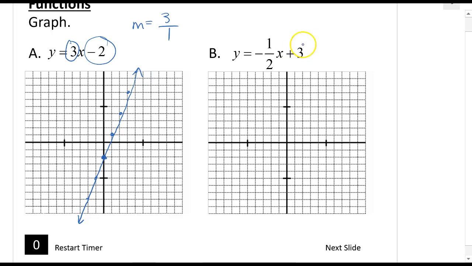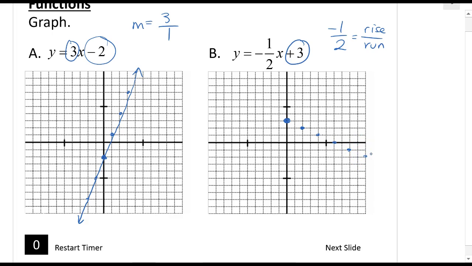Okay, now for the second one, again, start with the y-intercept, the second term. That's positive 3, so I go up to 3 on the y-axis. And then it says negative 1 over 2. So I'm going to treat this as a rise of negative 1. The rise is negative 1. And the run is 2. So if the rise is negative, that means I'm not really rising. I'm actually going down. And then the run is 2, so I'm going to go to the right 2. So down 1, right 2, down 1, right 2, down 1, right 2, down 1, right 2.